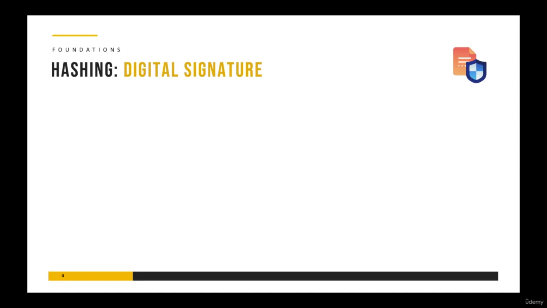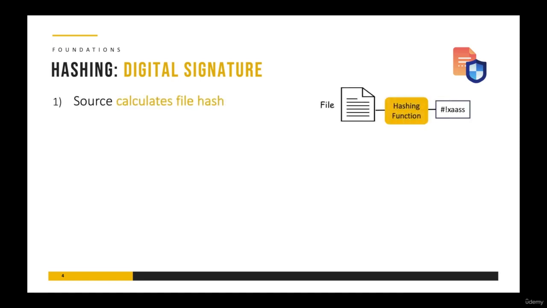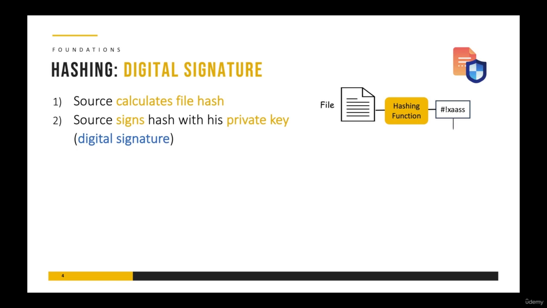Another major use of hashing is in digital signatures. Digital signatures provide authenticity of a message, which means that if someone has digitally signed a document or data, then they're giving the assurance that that data or file is in fact coming from them. Let's see how digital signatures actually work and how they leverage hashing. So there is a source with a file. The source calculates the hash of that file, and then signs that hash using their private key. And then this signed hash is stored along with the file.